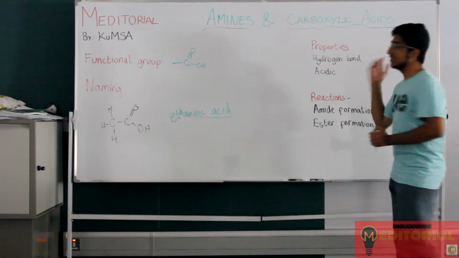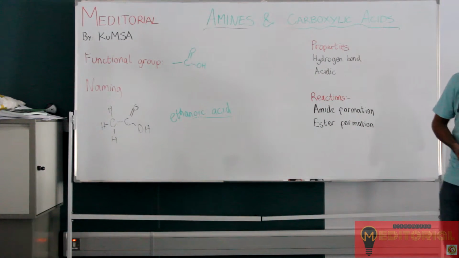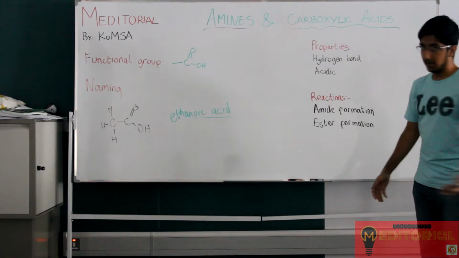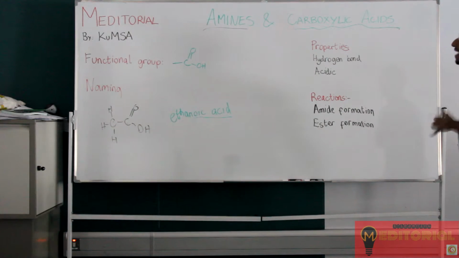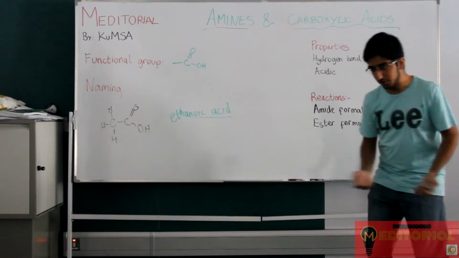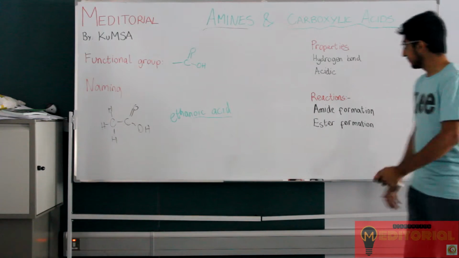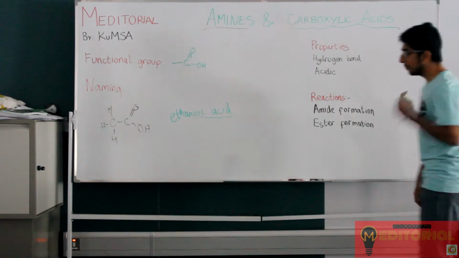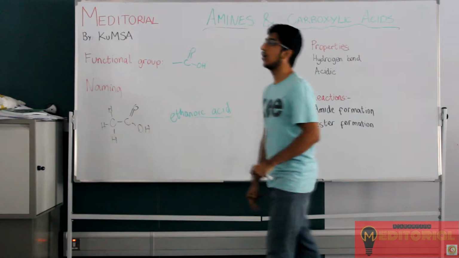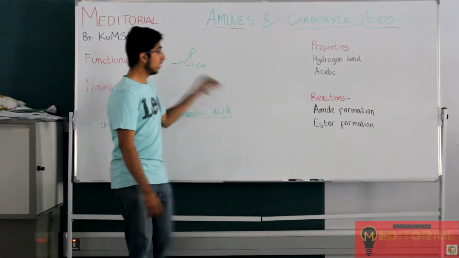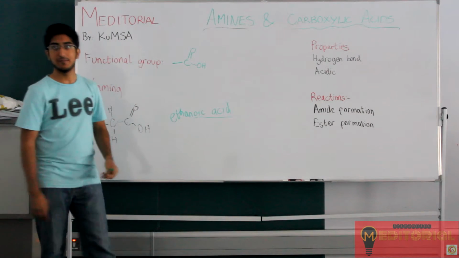As for their properties, they can undergo hydrogen bonding because they have a hydrogen attached to an oxygen, so they can undergo all sorts of hydrogen bonding. And they are acidic. That's why they're called carboxylic acids. Everyone can realize that from the name. For the reactions, there are two main, very important reactions called amide formation and ester formation. So we're going to talk about these in a bit more detail now.